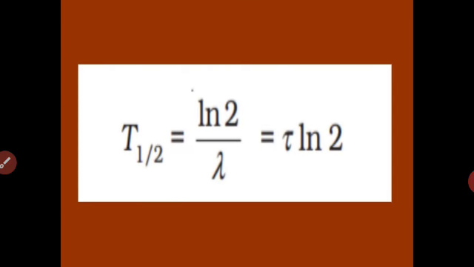Thus we see that half-life is given by log of 2 upon lambda, which can also be written as tau log of 2. This is in terms of the mean or the average life. So this is a relation of half-life with the average life: half-life is equal to average life multiplied by log of 2. This completes the topic of average life or the mean life.